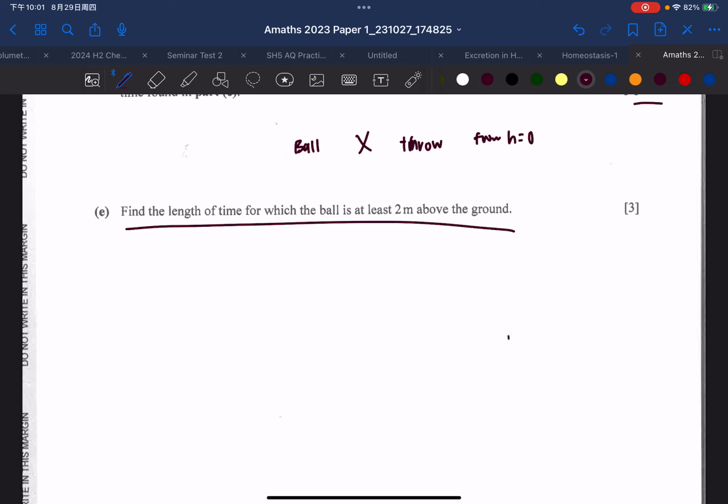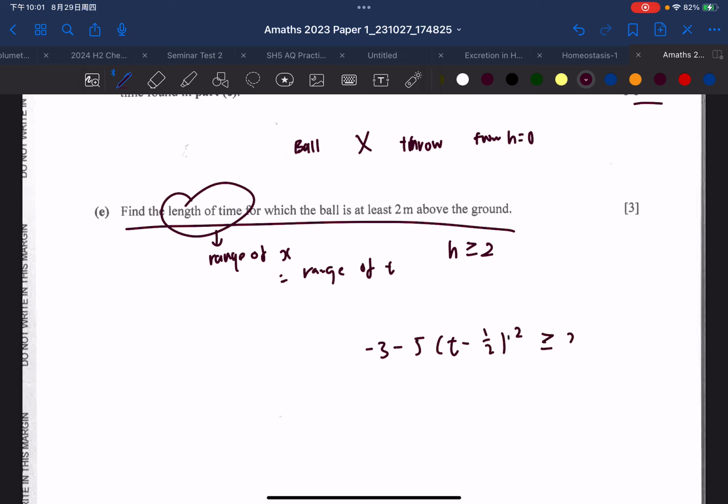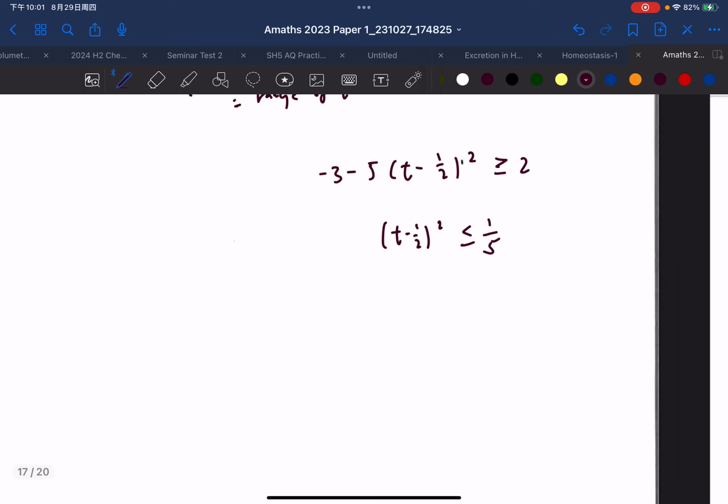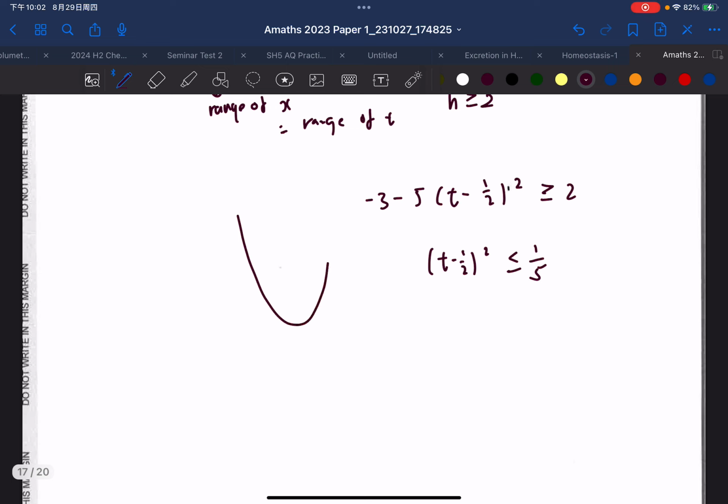Find the length of the time for which the ball is at least 2m above the ground. Length of the time is basically the range of t, for which the ball is at least 2m from the ground, so h has to be larger than or equal to 2. Okay? So you need to do your quadratic inequality here. You manipulate, you will get this. And then, at the end of the day, this is what you will have.